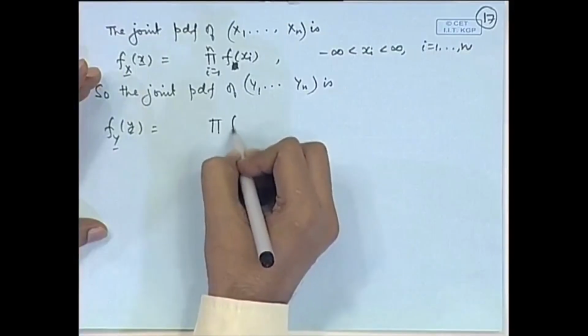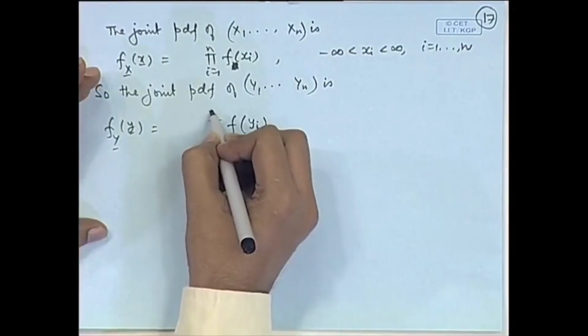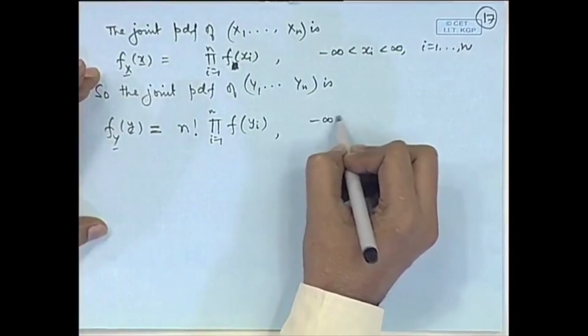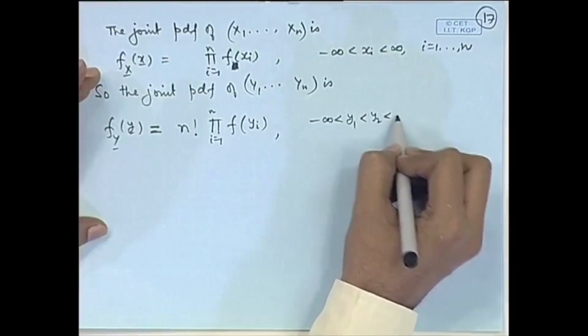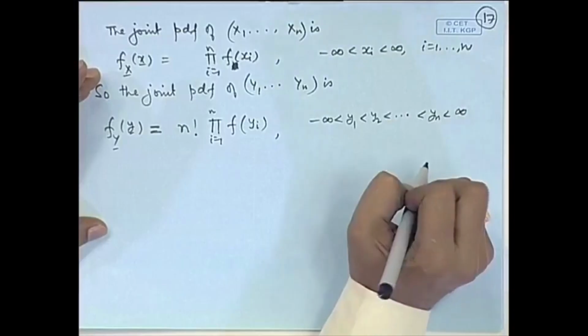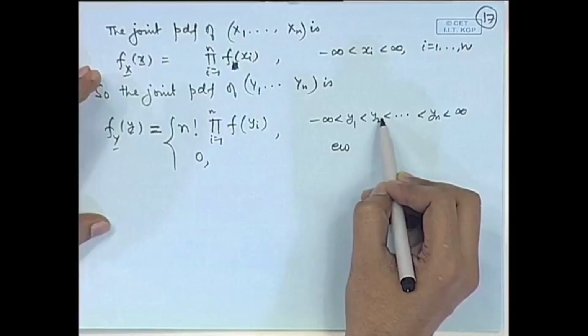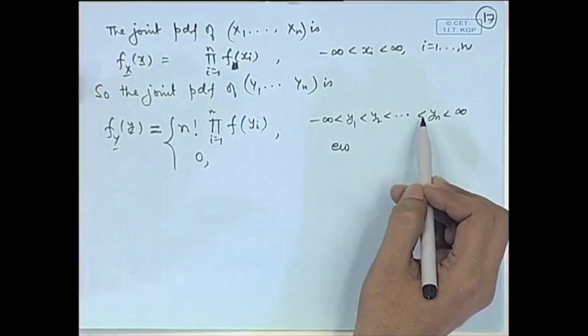So, this becomes the product of f(yi), i equal to 1 to n, and we have n factorial regions. So, it is n factorial times this, and the region is y1 less than y2 less than yn. We may have the cases where y1 is equal to y2 or, say, ys is equal to y(s+1) for certain s. Since we are assuming continuous distributions, the probability of two variables being equal is 0, and we can ignore this. So, you can see here the joint distribution of y1, y2, yn can be written.